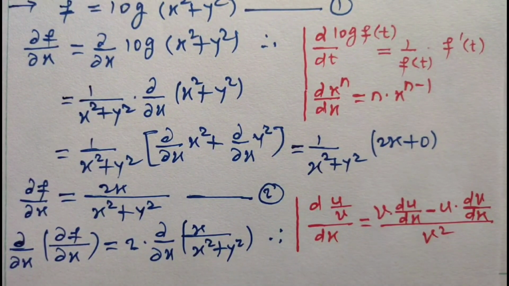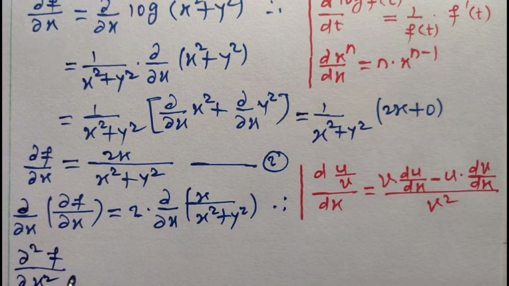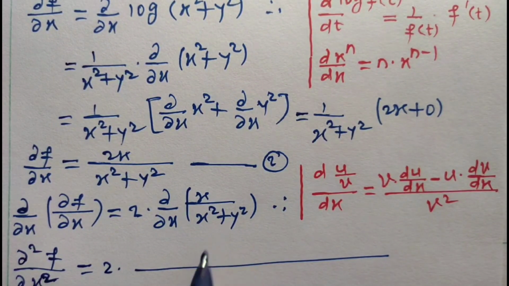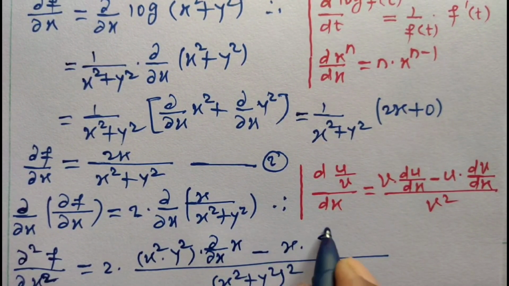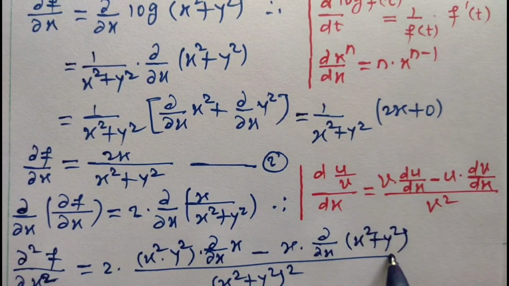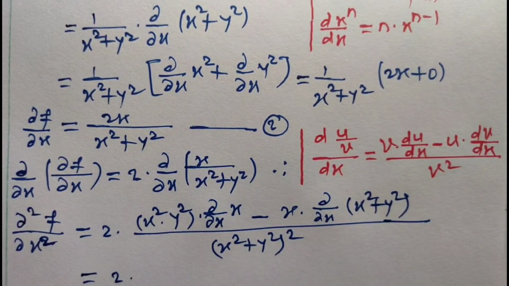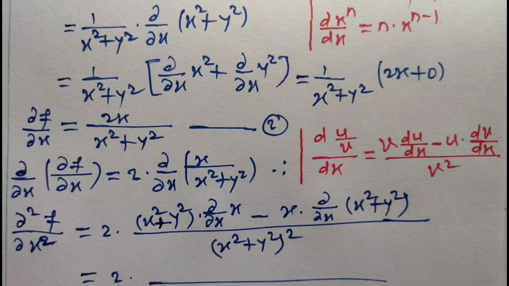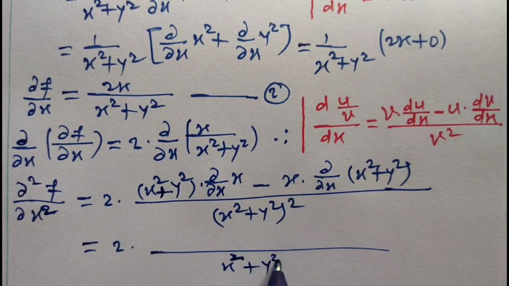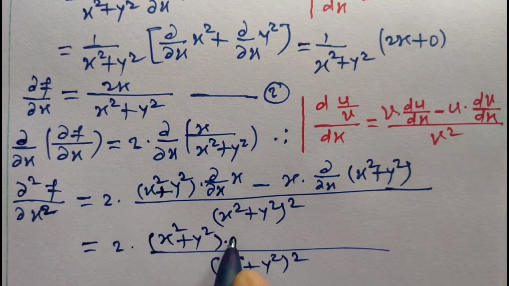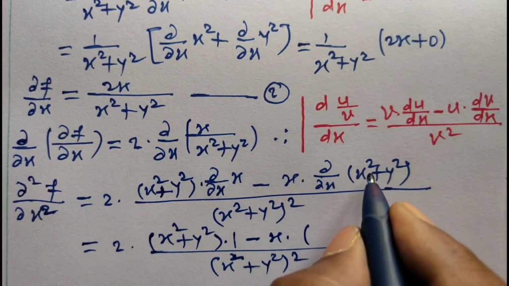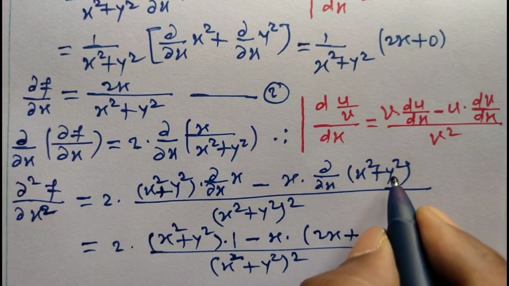Hence the left hand side becomes ∂²f/∂x² and the right hand side is equal to 2 into denominator square, and in numerator denominator as it is, derivative of numerator with respect to x, minus numerator as it is, derivative of denominator with respect to x. Simplify: this is equal to 2 into here (x² + y²), (x² + y²) its square, (x² + y²), and derivative of x with respect to x is 1 minus x into derivative of x² with respect to x is 2x, derivative of y² with respect to x is 0.